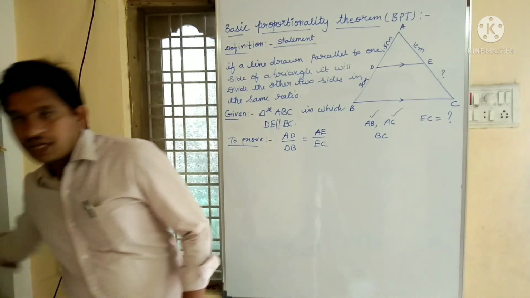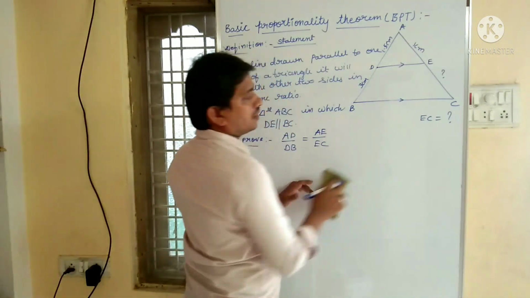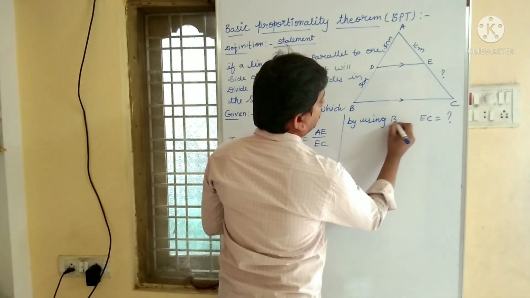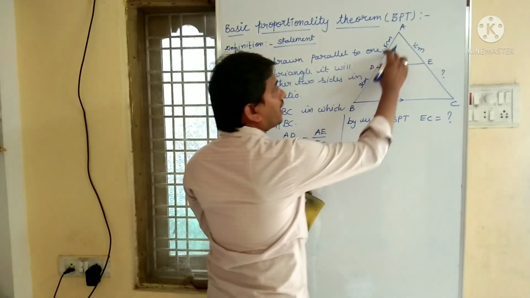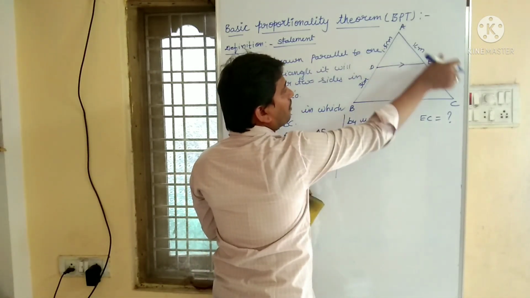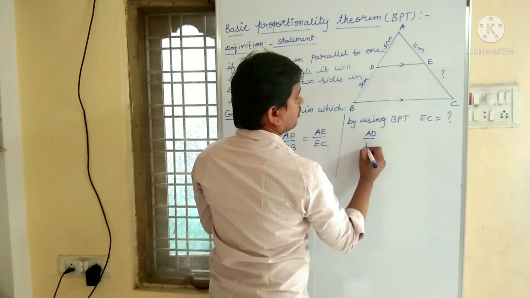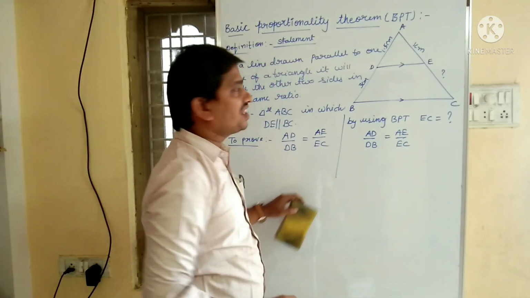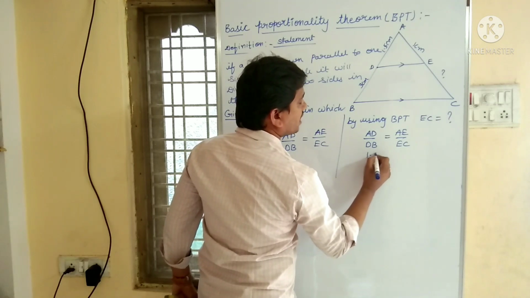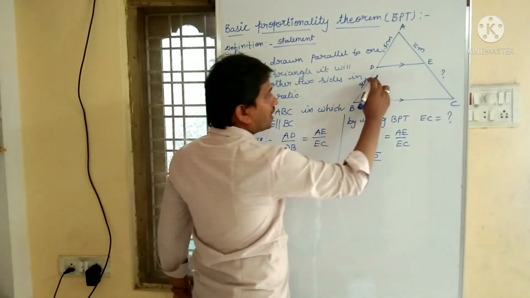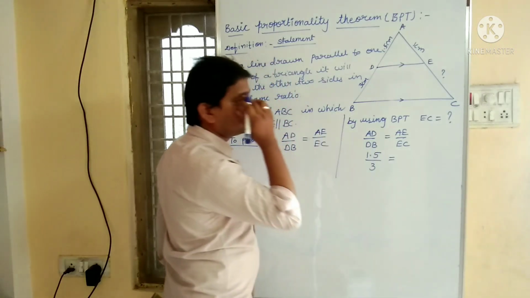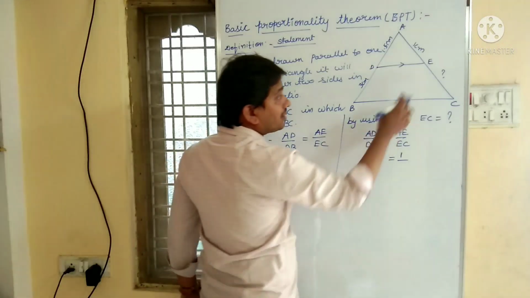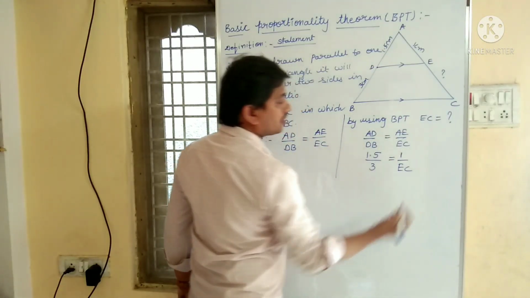What is given, children? Given AD is 1.5, DB equal to 3 centimeter, AE equal to 1 centimeter. They are asking to find the value of EC. As we know, by using BPT, AD by DB equals AE by EC. Given the length of AD is 1.5 centimeter and the length of DB is 3 centimeter, equal to AE, whose length is 1 centimeter, and we need to find the value of EC.